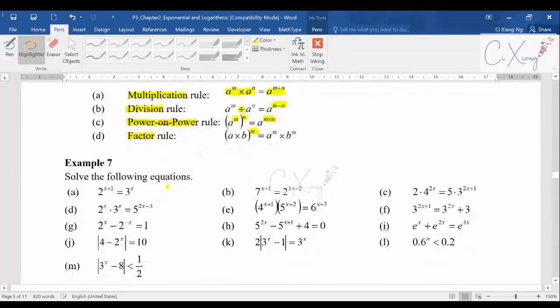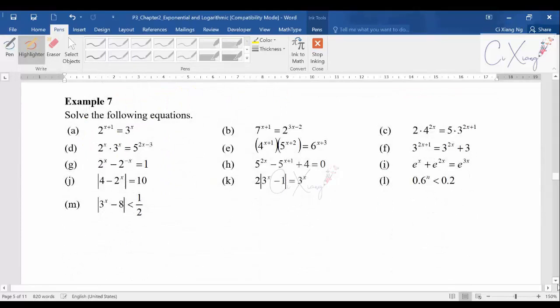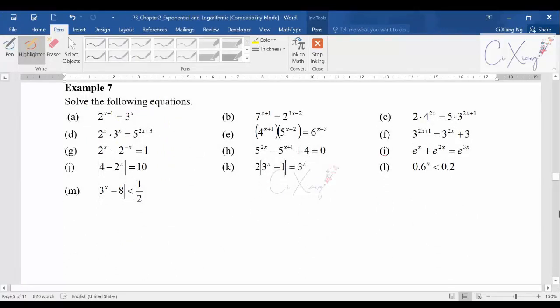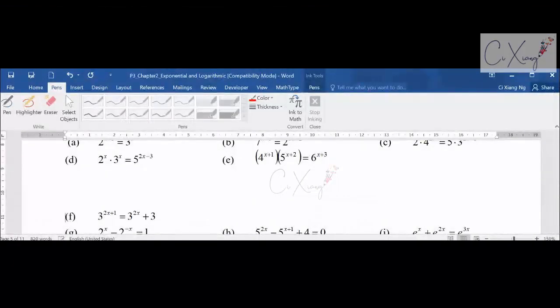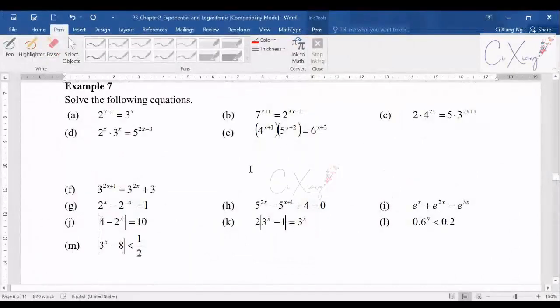Some of these examples I took from past year questions as well, but I forget which one already. Generally, you can see that these questions all have power with x. To solve this kind of equation, I will generally tell students that I separate it into a few patterns. The first pattern is from A until E. A until E I call the first pattern.